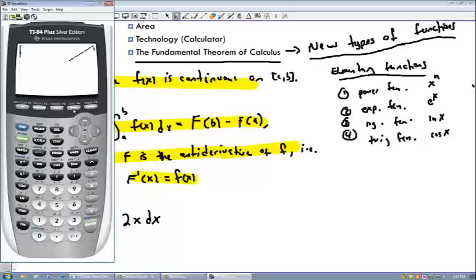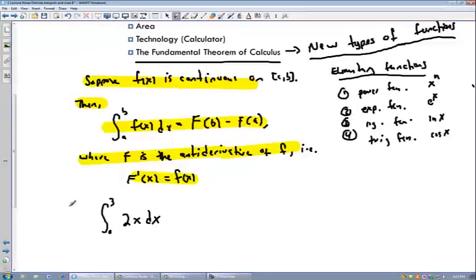But I can hit second trace and go down to number 7, which is the integral, lower limit 0, upper limit 3. It's going to shade this in, and it's going to tell me it's 9. So I know this is equal to 9. But I can use the fundamental theorem of calculus to tell me this if I can find the antiderivative of little f. So let's just look here.